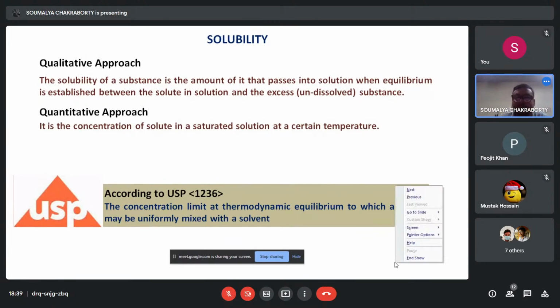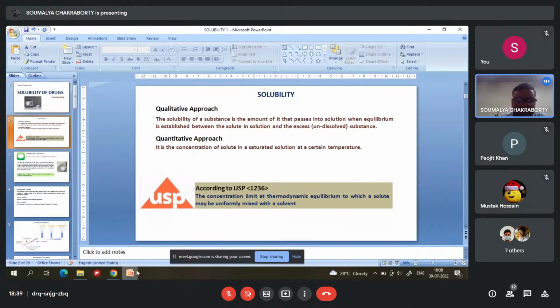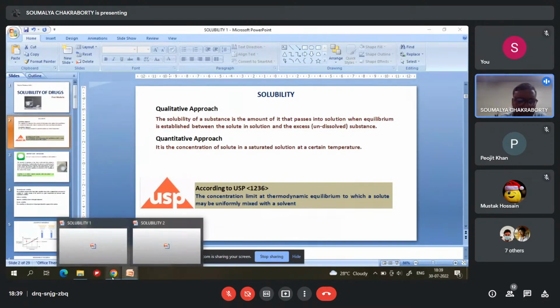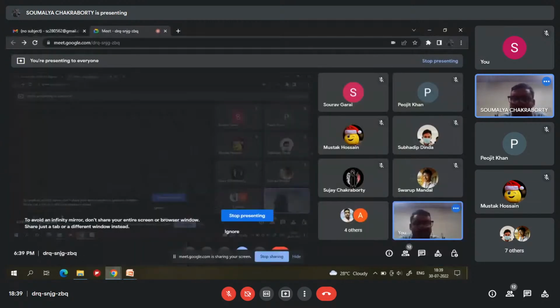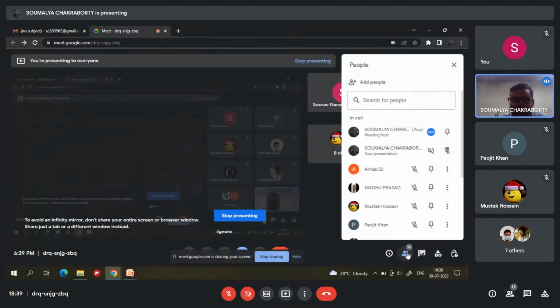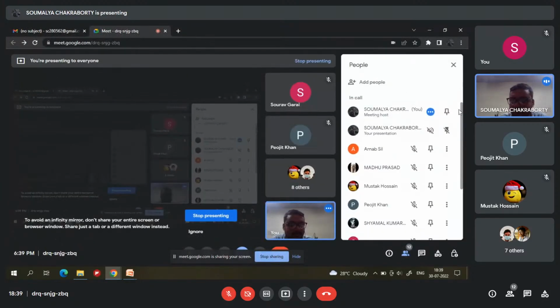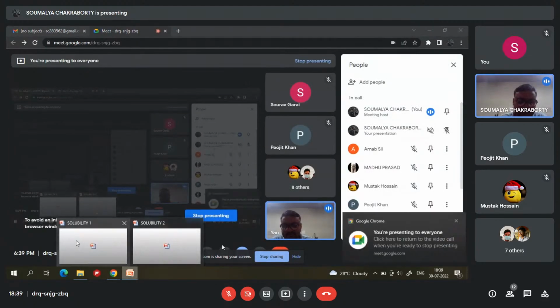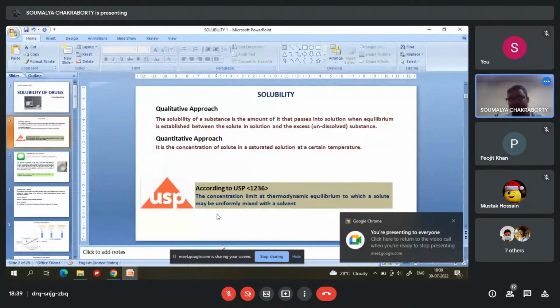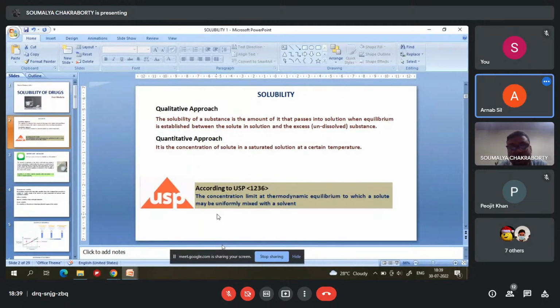Just tell me. Otherwise, I know you will not respond by yourself, so I will ask by names. Let me see the list. Arnab Seal, yes. Tell me, what have you understood from this definition? I have written here what the qualitative approach of solubility is, and it's a very important statement. What have you understood from that?